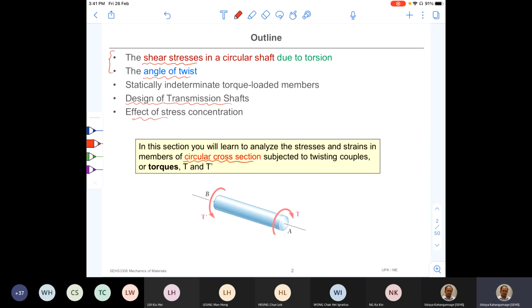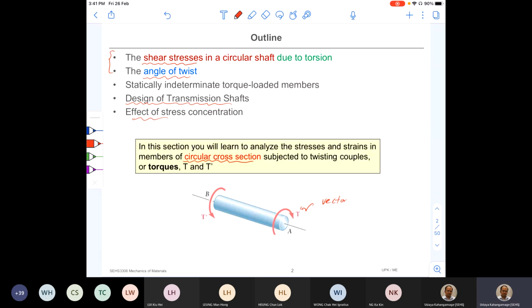There are other shapes as well, and there are theories on how to analyze those, but I'm not going to introduce those in this subject. Later, with the knowledge you develop from this section, you should be able to extend your understanding to analyze those other shapes. Right. So here the twisting moment, we call it a torque, and it is a vector.